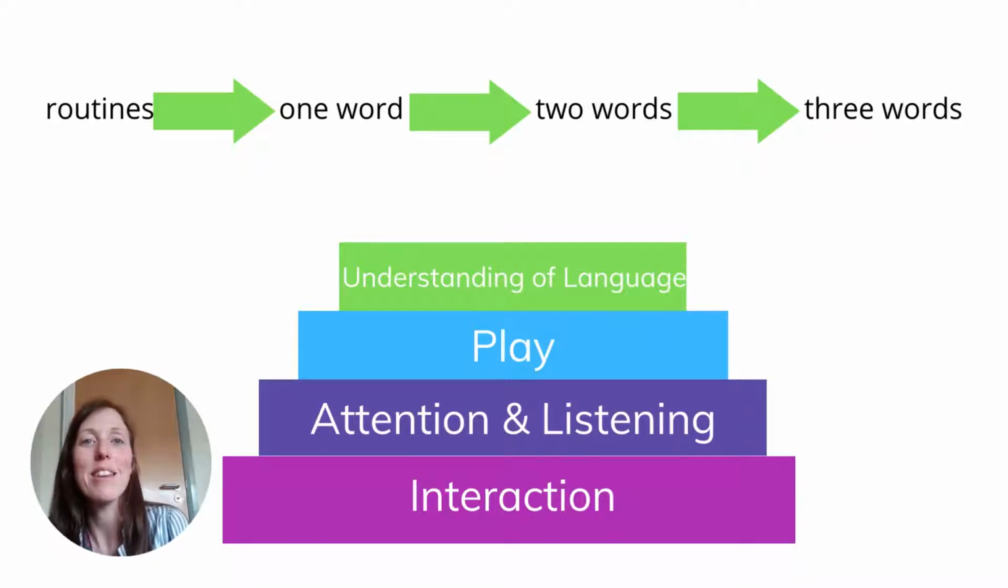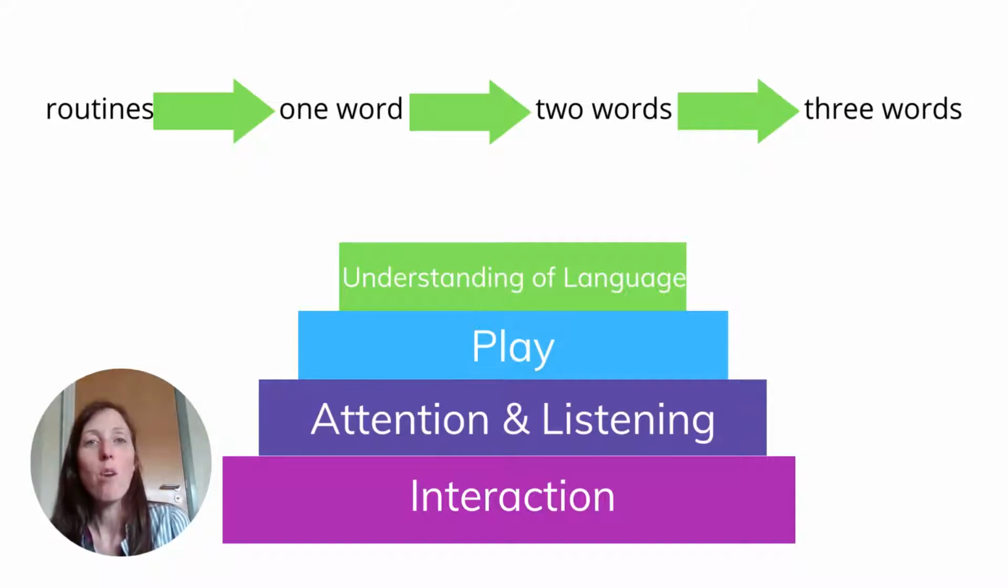Children first learn familiar routines, and they will know what's happening next in their routine by the familiar objects that you're using. So when they see you coming with their bottle of milk, they know they're going to be getting a drink of milk. If they see you with the towel, they know it's time to get out of the bath because that's the next step in their routine.